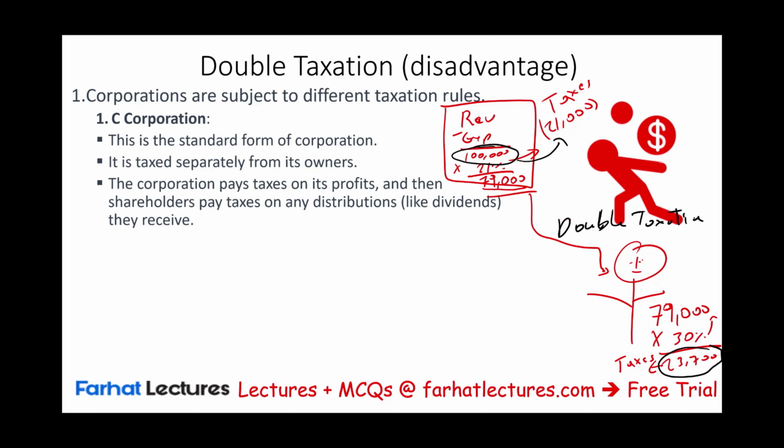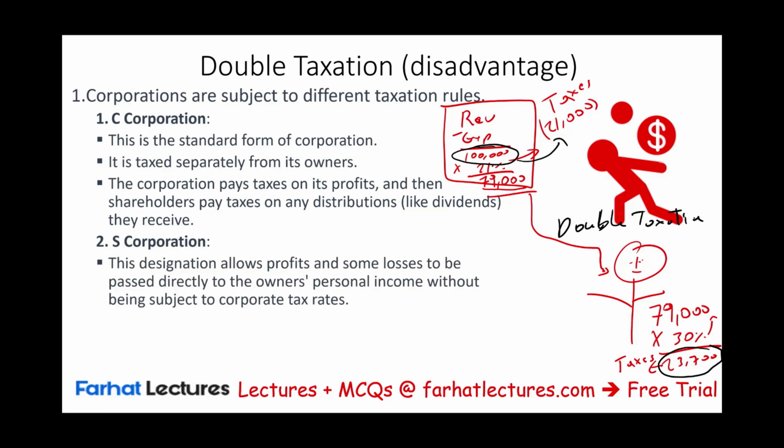Now we want to compare C corporation to something we learned about, S corporation, S as in Sam. S corporation is different. This designation allows profit and some losses to pass directly to the owner's personal income without being subject to corporate tax. So to make this point, let's go back and turn this fictitious corporation that we just created here into an S corporation. So if this was an S corporation, there's no taxes here.